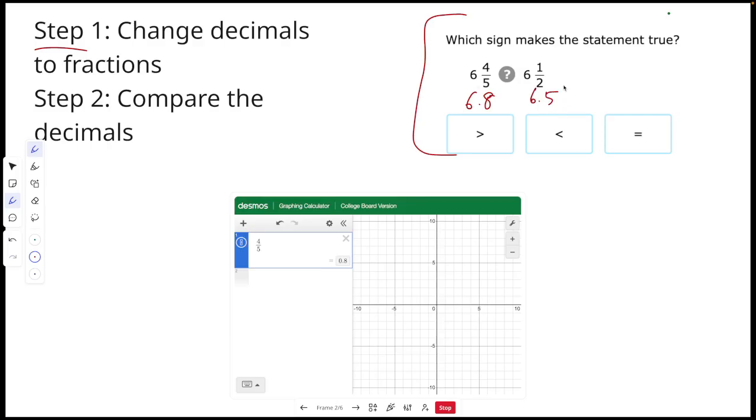And then step 2 is compare the decimals. That's what we learned in the previous video. You can use place value or however you want to do it, but when you compare those, we should know that 6.8 is bigger, so the inequality should go this direction.